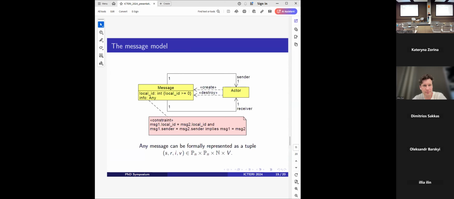The message model, just some words. How can the message be formally represented? It's a tuple of little s, r, e, and v. S is state, R is some, S is actor, R is actor, E is just some number, and V is, what was V?